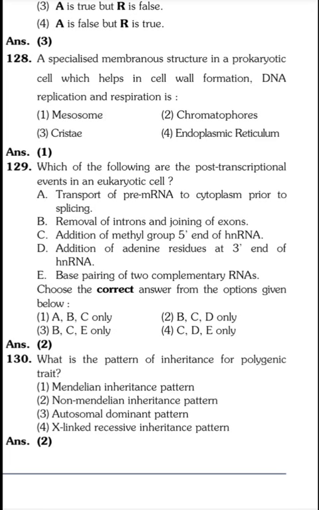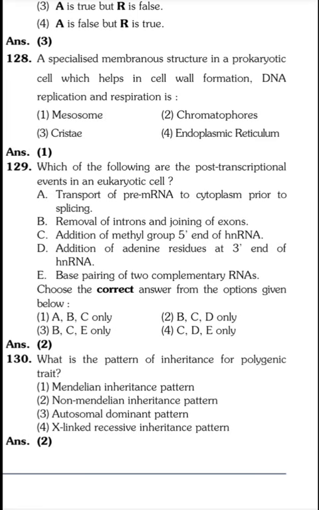So D is correct. Base pairing of 2 complementary RNAs does not happen because in transcription you know that only the template strand, what you call the non-coding strand, synthesizes it. The coding strand does not synthesize mRNA. So there is no formation of complementary RNAs. So base pairing of 2 complementary RNAs is an incorrect statement. From this above, B, C, D are the correct statements.